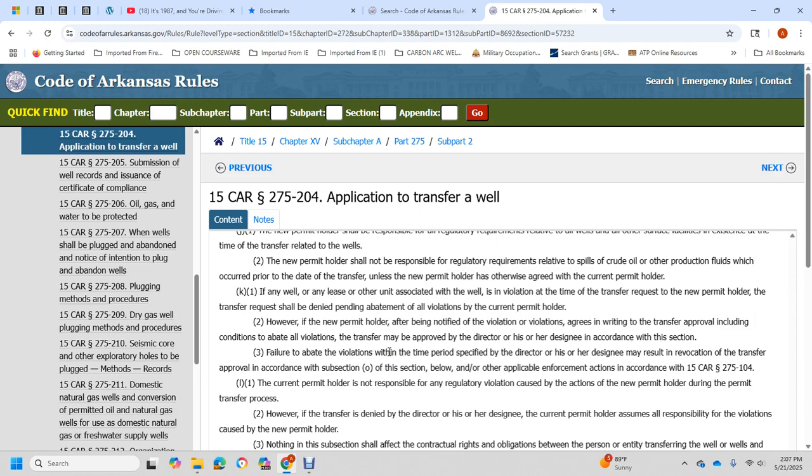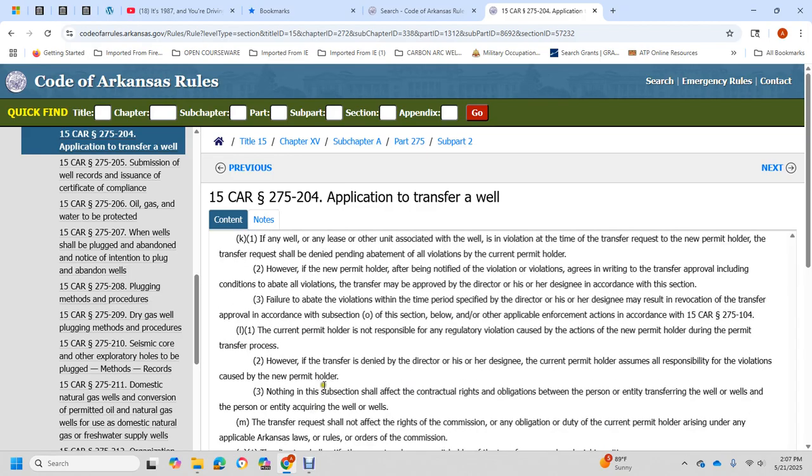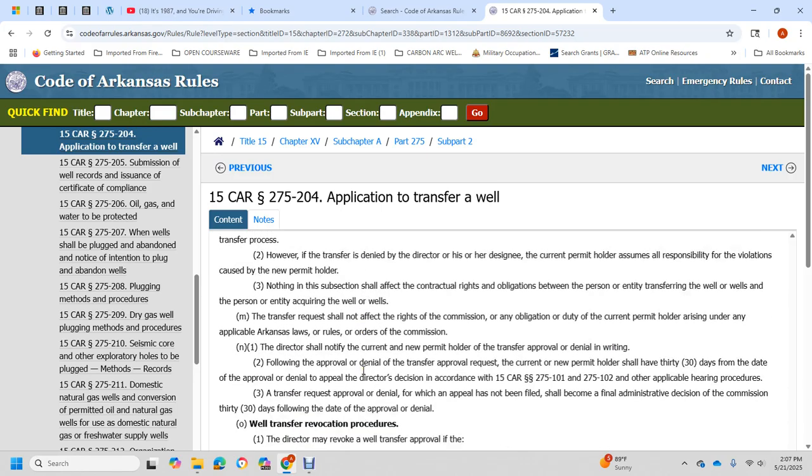However, if the transfer is denied by the director or his or her designee, the current permit holder assumes all responsibility for violations caused by the new permit holder. Nothing in this subsection affects the contractual rights or obligations between the person or entity transferring the well and the person or entity acquiring the well, and the transfer request shall not affect the right of the commission over any obligation of the current permit holder arising under the applicable Arkansas laws, rules, or orders of the commission.